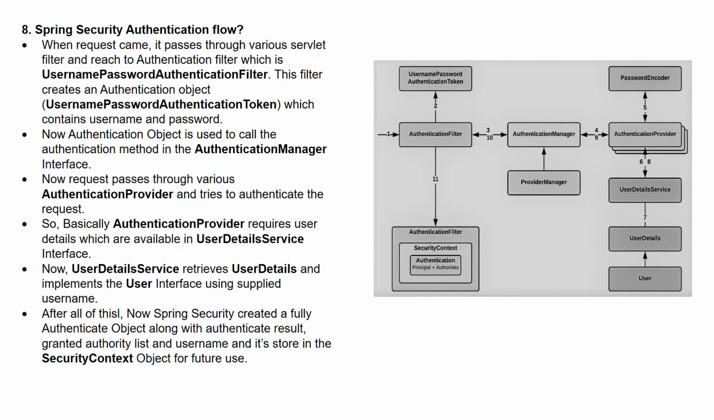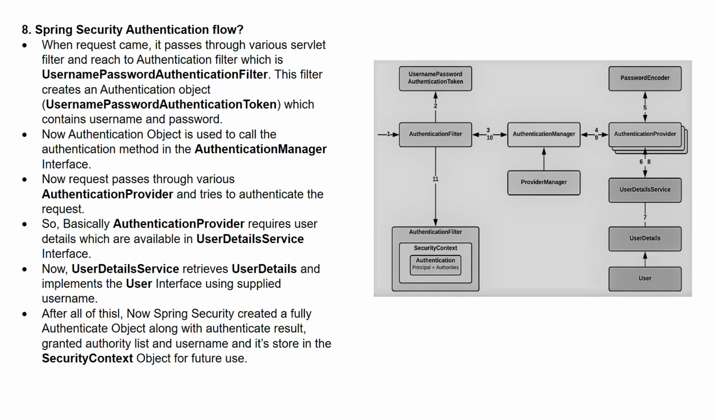8. Spring Security Authentication Flow. When a request comes, it passes through various servlet filters and reaches the authentication filter, which is UsernamePasswordAuthenticationFilter. This filter creates an authentication object, UsernamePasswordAuthenticationToken, which contains the username and password. Now the authentication object is used to call the authenticate method in the AuthenticationManager interface. Now the request passes through various authentication providers and tries to authenticate the request.